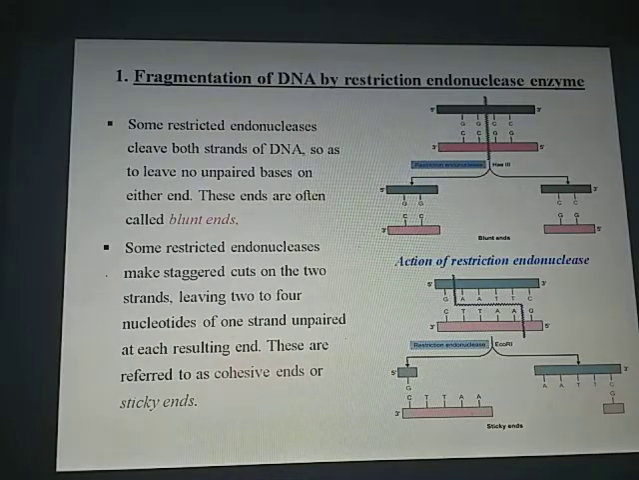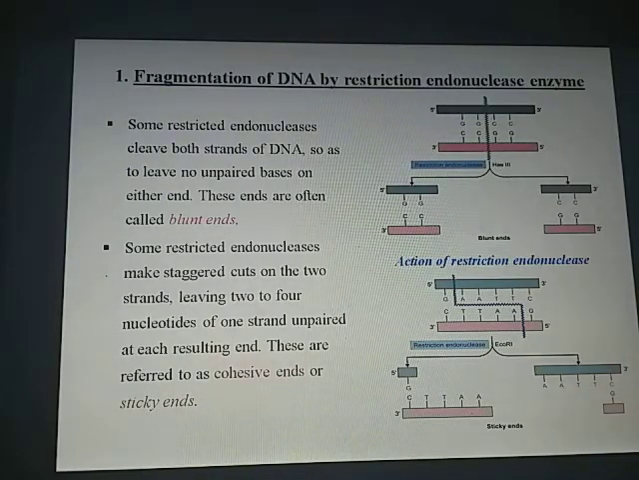The first step is fragmentation of DNA by the restriction endonuclease enzyme. Some restriction endonucleases cleave both strands of the DNA so as to leave no unpaired bases on either end. These ends are often called blunt ends. You can see in the diagram that the enzyme HaeIII cuts the DNA to form blunt ends, whereas the enzyme EcoRI cuts the DNA to form cohesive or sticky ends.